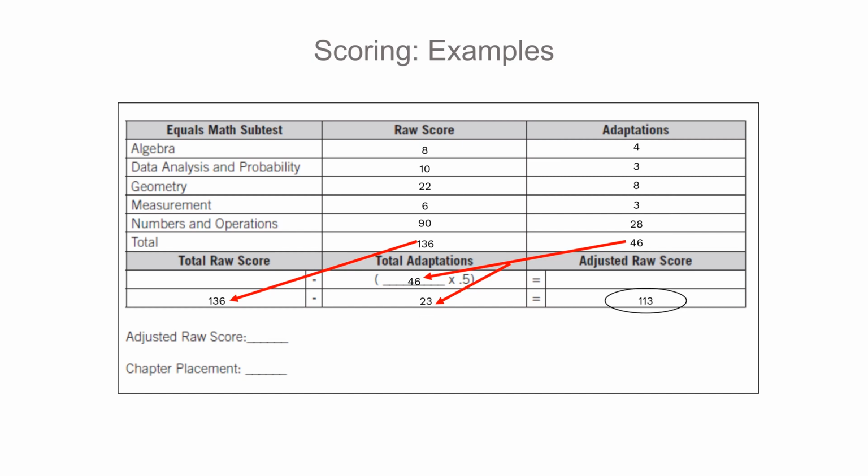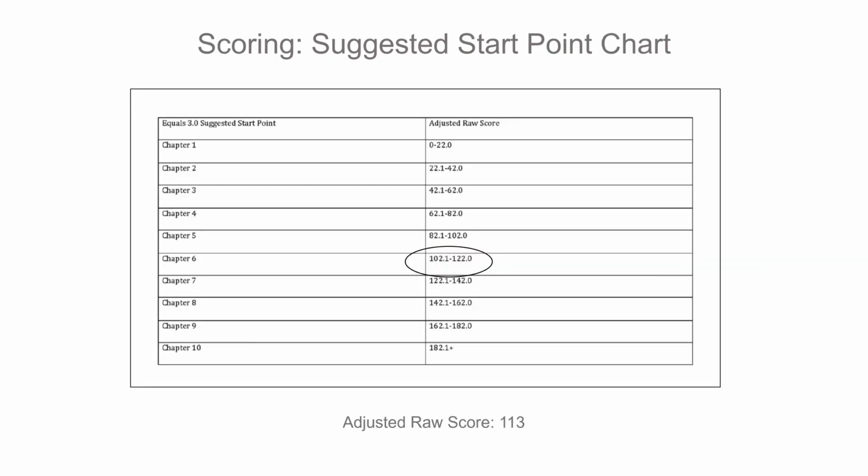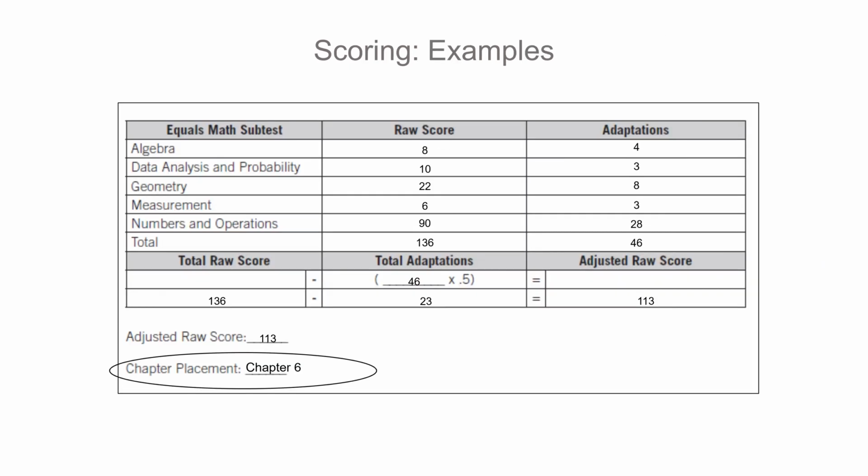I subtract 136 minus 23, right? 136 total raw score minus 23 adaptations. I end up with 113. I go to the manual, which will show me the suggested start point chart in the introduction, and I see that 113 falls between 102.1, I think it is, to 122. 113 falls within there. That means my student is placed in chapter 6. Where in 6 is going to be up to you. And so we're going to talk about how that works.